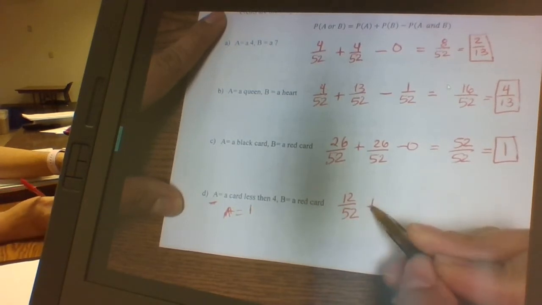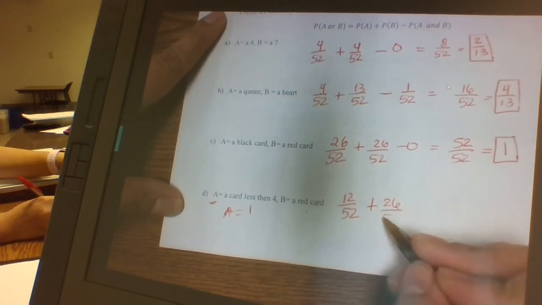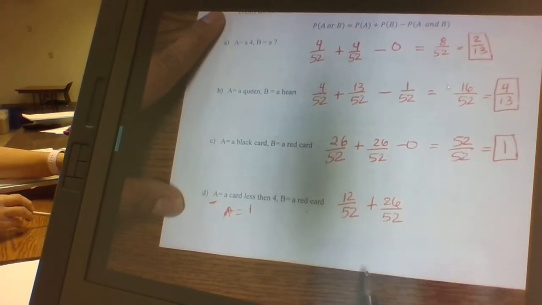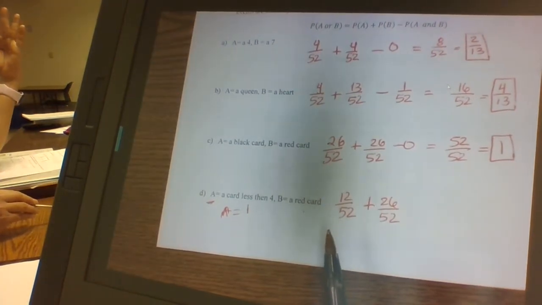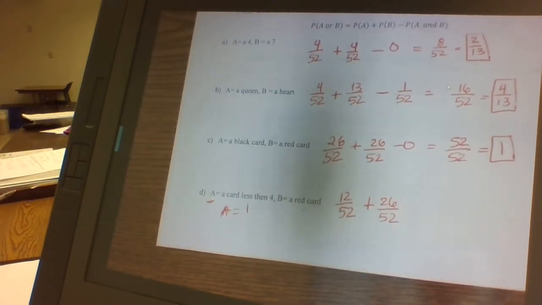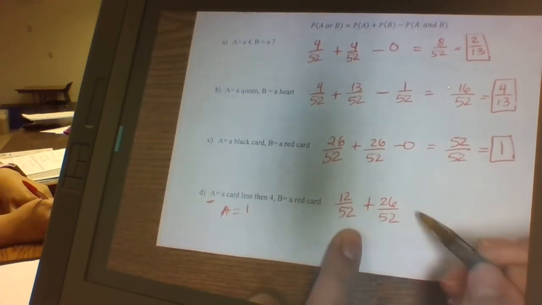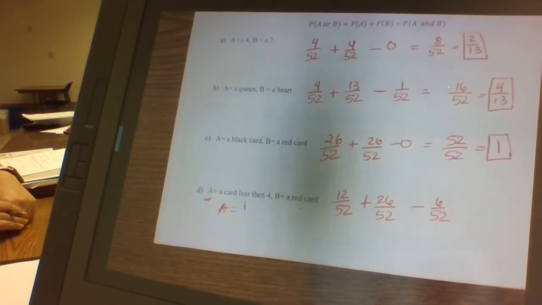What is the probability of getting a red card? 26 out of 52. Now, how many of these red cards are a 1, a 2, or a 3? 6. It should be half because half are black and half are red. So half of the 12 are 1, 2, or 3.